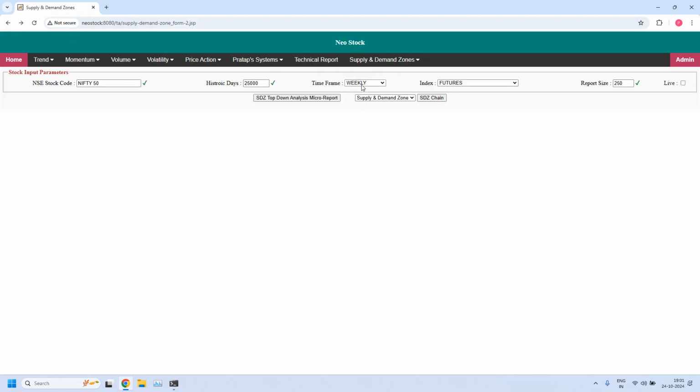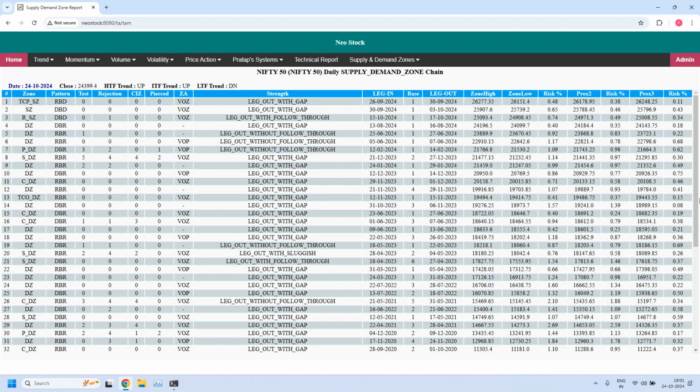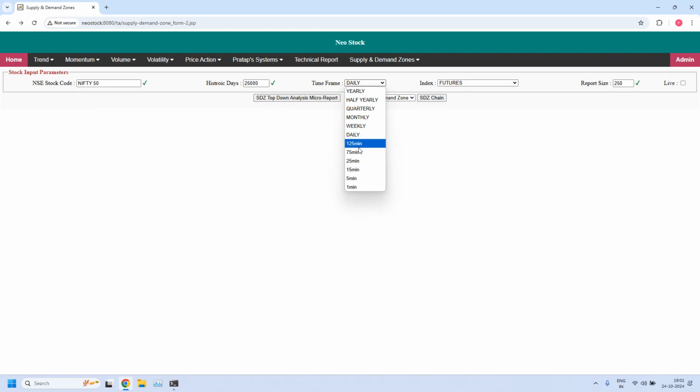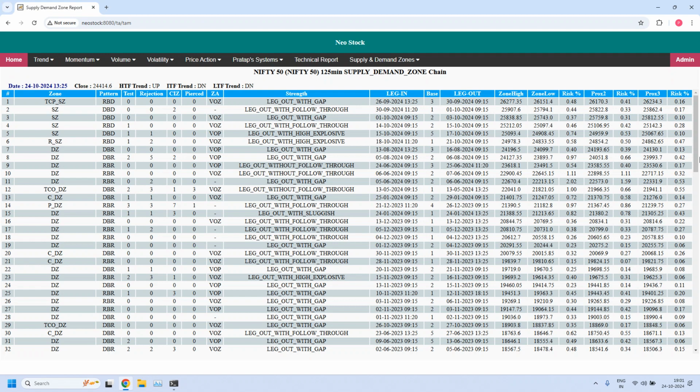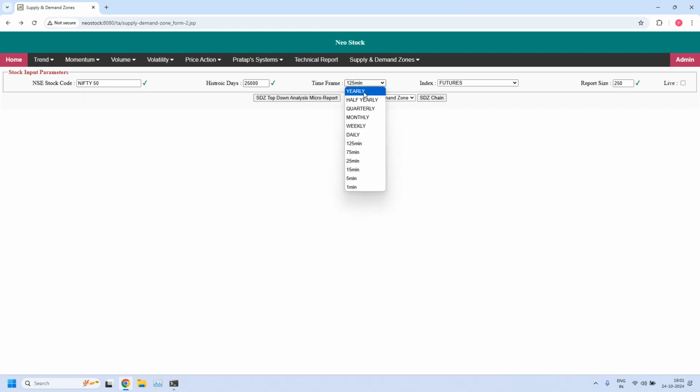Okay, next time frame is daily, generating the daily supply demand zone chain for Nifty. Next time frame is 125 minutes, generating the 125 minute supply demand zone chain for Nifty. Next time frame is 75 minutes, generating the 75 minute supply demand zone chain for Nifty.